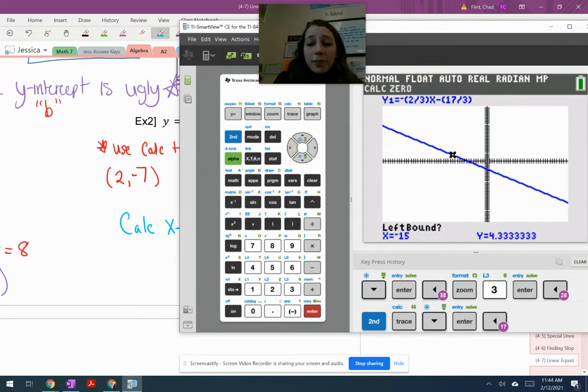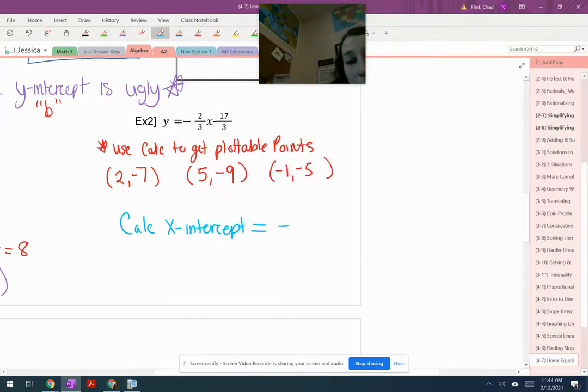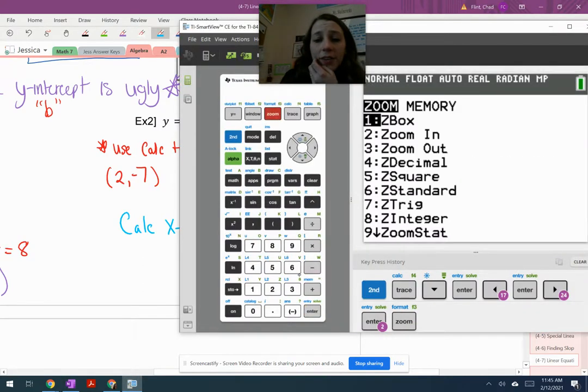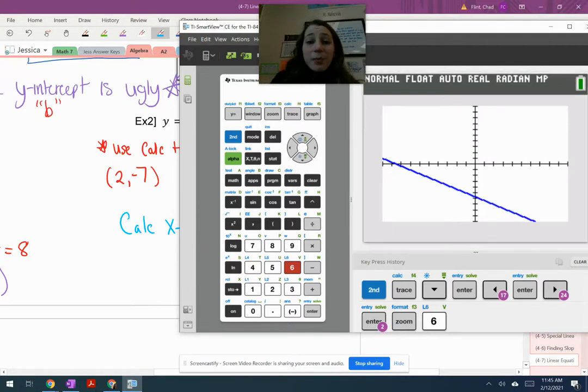So I am to the left, and now moving it to the right of that intercept. Boom. Enter. Guess. Yes, I want it to guess. And there we go. I've got a zero of negative 8.5, which is something that's really hard for us to tell just by looking at that graph. I can see that it's somewhere in between that 7 and 8, but I can't tell if it's 0.5, 0.4, 0.45, 0.444, or whatever.